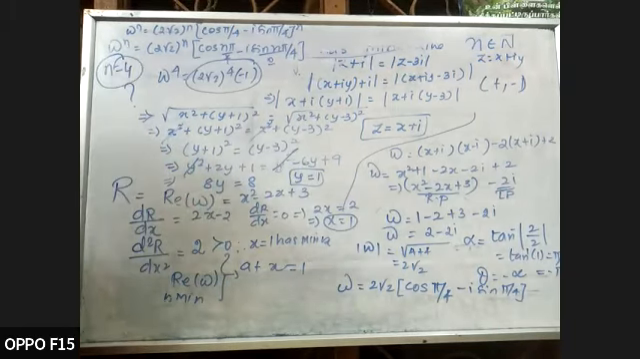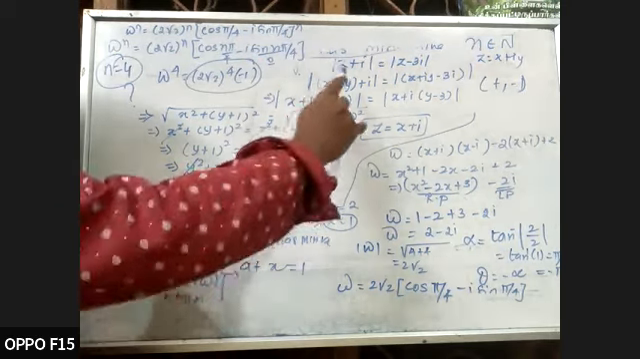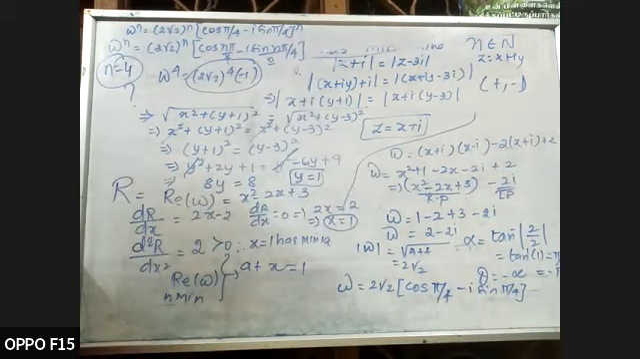Once again I'll repeat, please take down. It is given that omega is equal to z plus z conjugate minus 2z plus 2. Omega and z are two complex numbers. And one more condition is given, that modulus of z plus i divided by modulus of z minus 3i equals 1. That is the formula I have written. Modulus of z plus i equals modulus of z minus 3i. I can write this as modulus of x plus iy plus i equals modulus of x plus iy minus 3i.